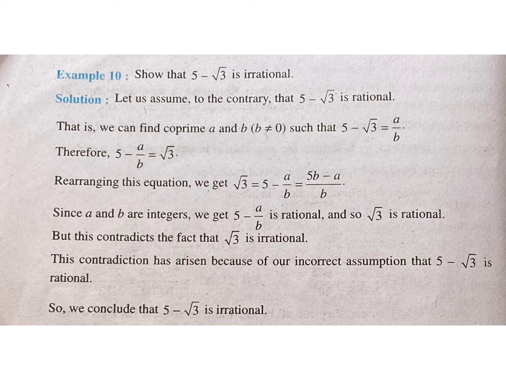Therefore, we can write 5 minus a by b is equal to root 3, that is root 3 is equal to 5 minus a by b, that is equal to (5b minus a) by b. Now (5b minus a) by b is equal to root 3. We know that root 3 is irrational, so (5b minus a) by b is also irrational. So our supposition, that is 5 minus root 3 is rational, is wrong. 5 minus root 3 is irrational.